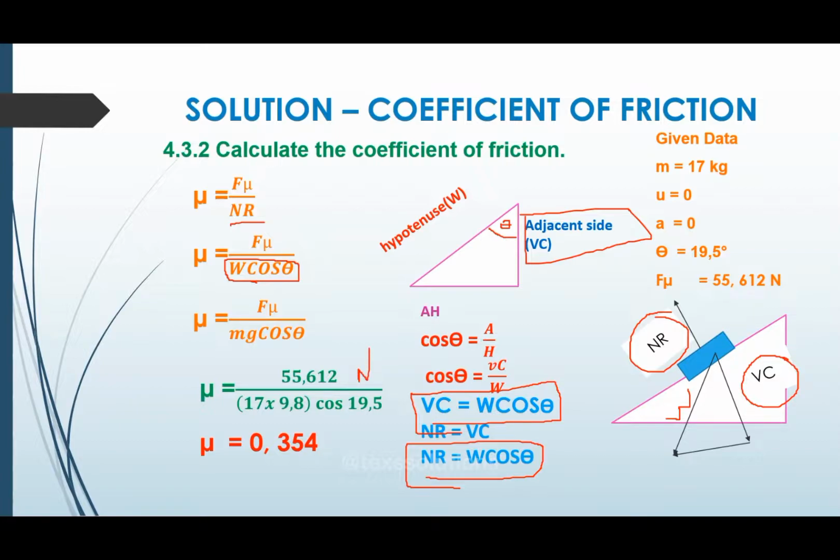Since the friction is in newtons and this mg sine theta is a force, also calculated in newtons, the SI units cancel out. Therefore, my coefficient of friction is simply going to be 0.354. So please remember that the vertical component on an inclined plane is calculated using W cos theta. The normal reaction force going up is equal to the vertical component coming down. Therefore, the normal reaction force is equal to W cos theta.